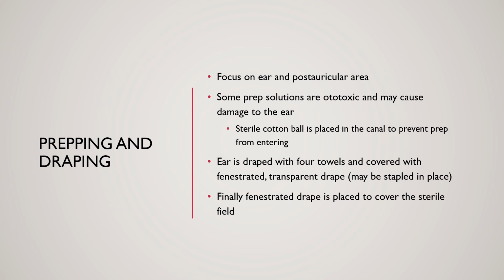A sterile cotton ball can be placed in the ear canal to prevent any prep from entering. The ear is draped with 4 towels and covered with a fenestrated transparent drape. This may or may not be stapled in place. If the transparent drape has adhesive, then obviously we do not need to staple those towels. And then finally, a fenestrated drape is going to be placed over those towels and the transparent drape to complete our sterile field. If a skin graft is needed for any reason, then we will also prep and drape a second site.